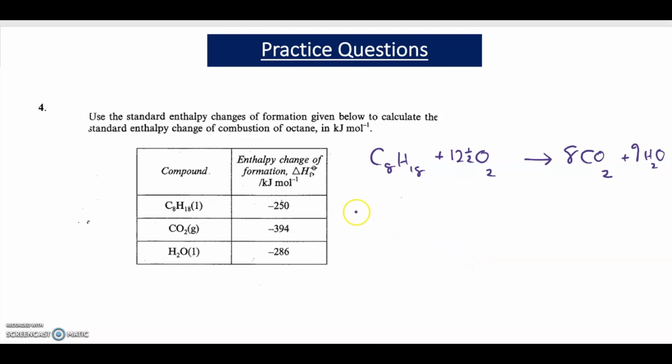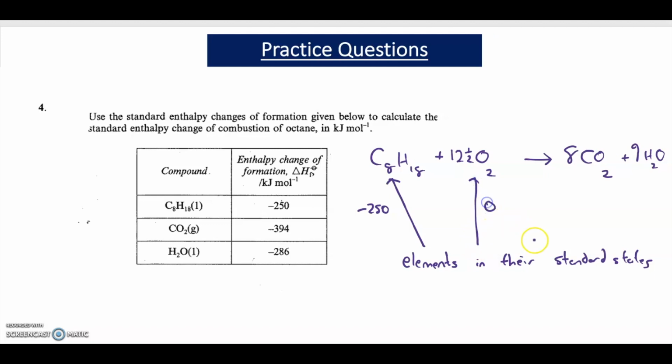Now because I'm being given delta HF values, and the delta HF value is the enthalpy change when you form 1 mole of a compound from elements in their standard states under standard conditions, I'm going to write the words elements in their standard states, and then I'm going to draw arrows from these words. So I'm going to draw an arrow to C8H18, and I already have the value for this arrow, which is minus 250, and that's the enthalpy change of formation for C8H18, and I'm forming 1 mole of it, so it's just 1 lot of minus 250.